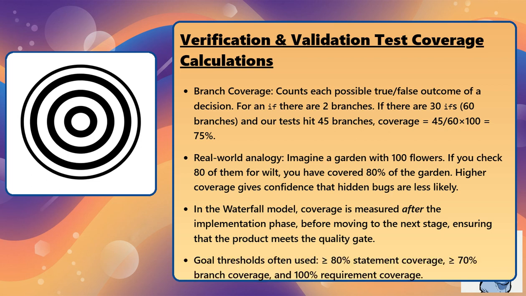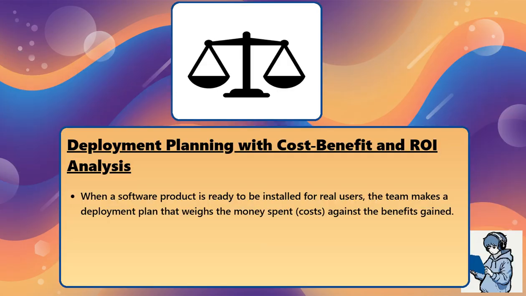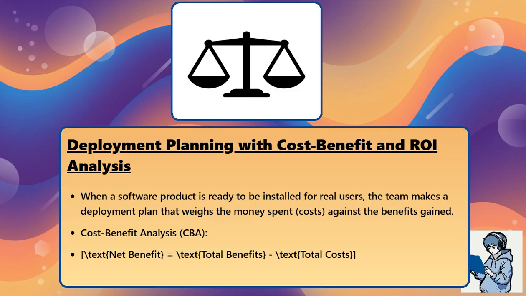Goal thresholds often used: greater than or equal to 80% statement coverage, greater than or equal to 70% branch coverage, and 100% requirement coverage. When a software product is ready to be installed for real users, the team makes a deployment plan that weighs the money spent, costs, against the benefits gained. Cost-benefit analysis, abbreviation CBA: net benefit equals total benefits minus total costs. If the net benefit is positive, the deployment makes sense.